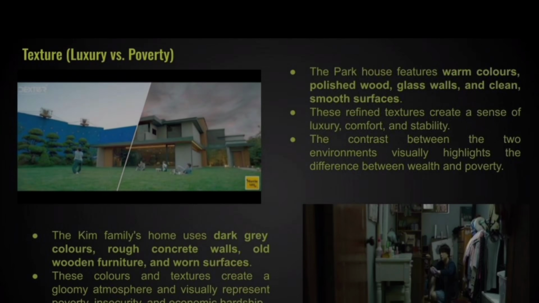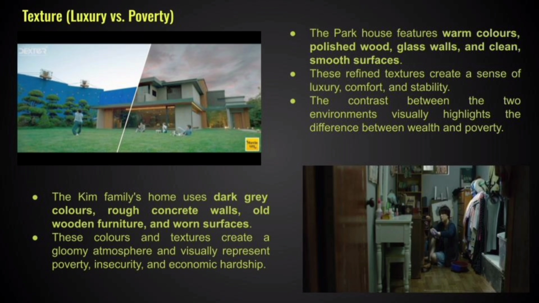Finally, let's look at how structure creates meaning in Parasite. The Park family's house has polished wood, glass walls, and a clean, smooth surface. These structures create a feeling of luxury, comfort, and stability. In contrast, the Kim family's house has rough concrete walls, old furniture, and worn-out surfaces. This structure creates a dark and uncomfortable atmosphere representing poverty and hardship. By comparing these two spaces, Bong Joon-ho clearly shows the difference between wealth and poverty through visual details.